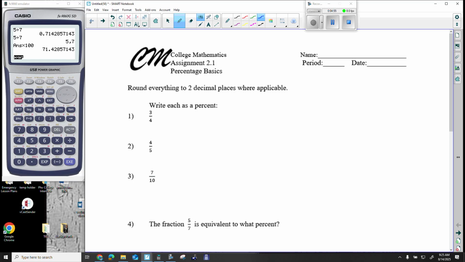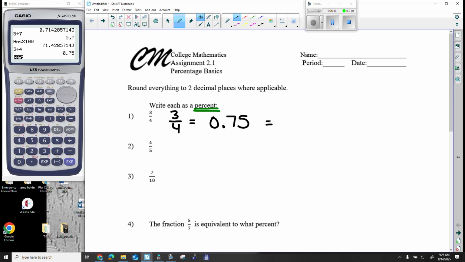On to the show. So for instance, here we have in the first question 3/4. So what I do is I go 3 divided by 4. That turns into 0.75. That's my decimal. This question is asking for the percent. And so what I do now is I multiply by 100, and that gets me my answer of 75%.